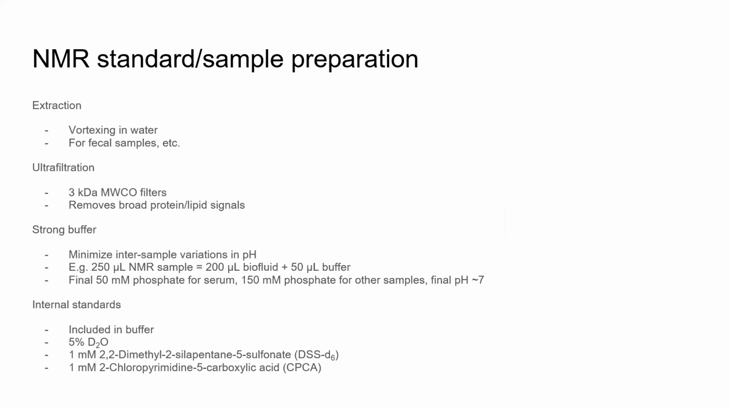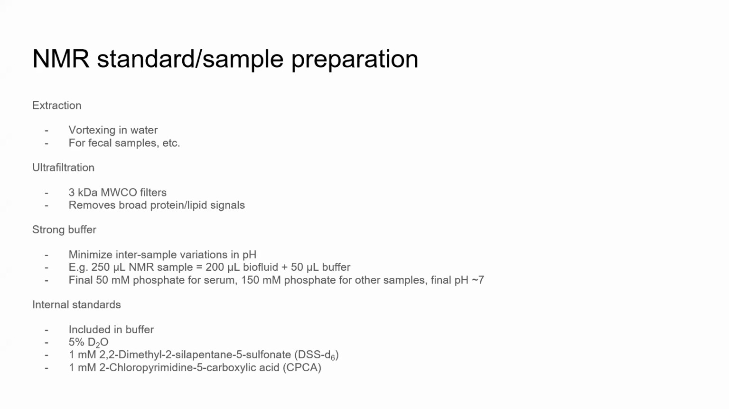Before we acquire NMR spectra, we have to prepare the samples. These are the steps we use in our lab. The first step in some samples, for example, fecal samples, is that we need to extract the metabolites. So we take fecal material, add water, and then mix it to extract out all the water-soluble metabolites. Then for some samples, we also filter them, and we use a 3,000 Dalton cutoff.